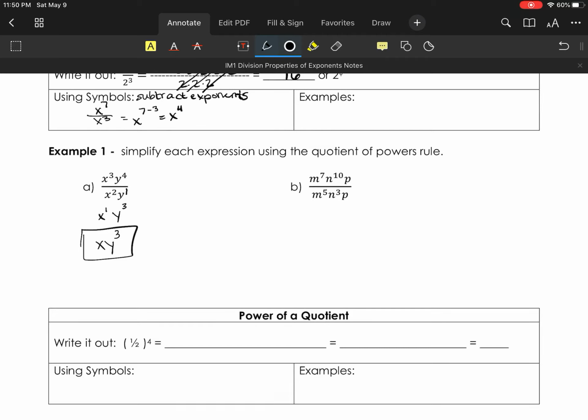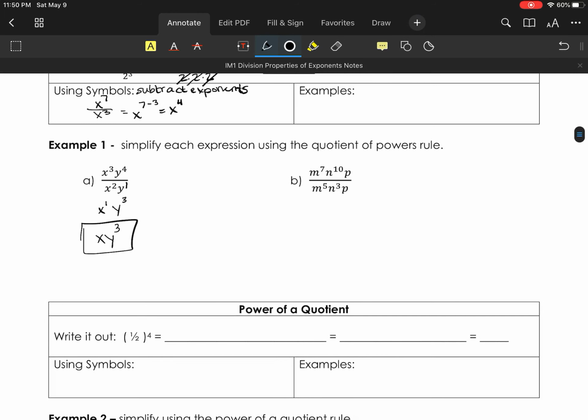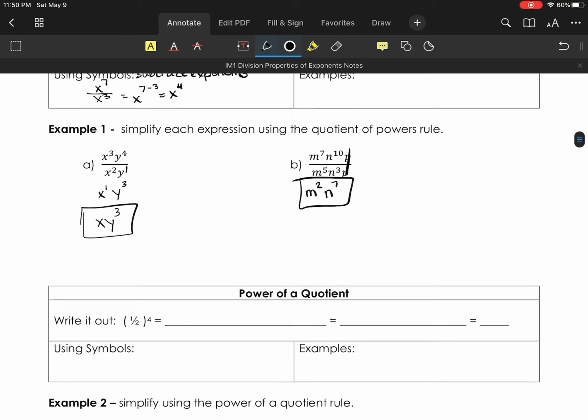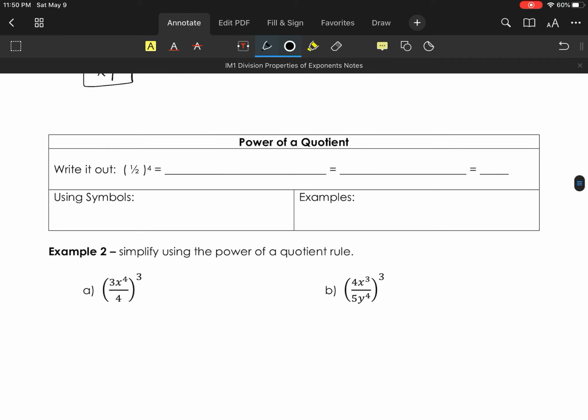Then I have, on letter B, I'm going to do the m's first. M to the 7th over m to the 5th, subtract 7 minus 5, which gives me m squared. N to the 10th over n to the 3rd, which gives me n to the 7th. And then my p's actually just cancel out. So there's my answer.